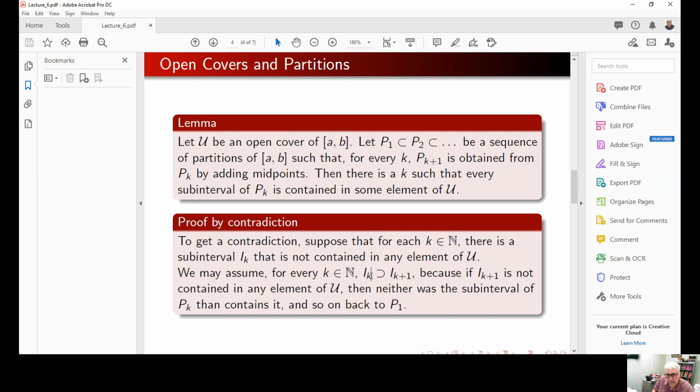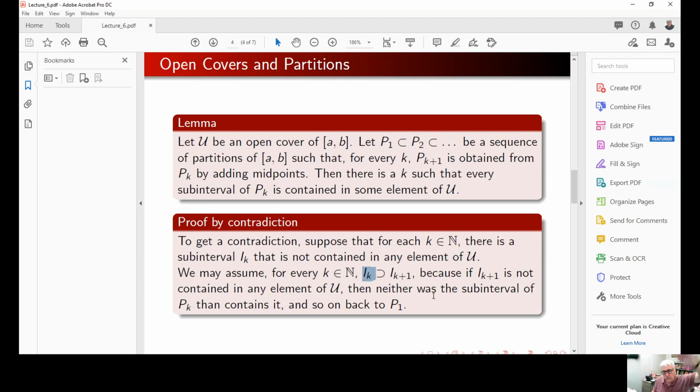We can assume that I_K contains I_(K+1). So let's think about this. What does this mean? It means that if none of my U's cover I_(K+1), none of my elements of U covered it. Well, if it wasn't covered at the K stage, it's not going to be covered at the previous stage, because this is smaller than this one. If this wasn't covered, then this one wasn't covered either.